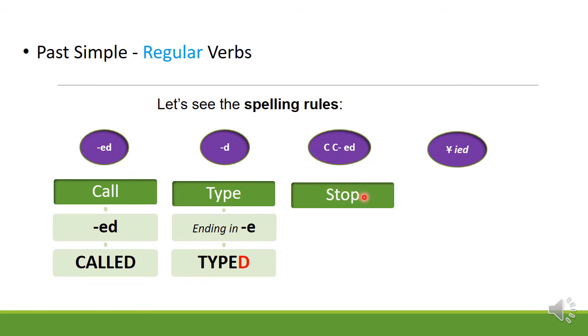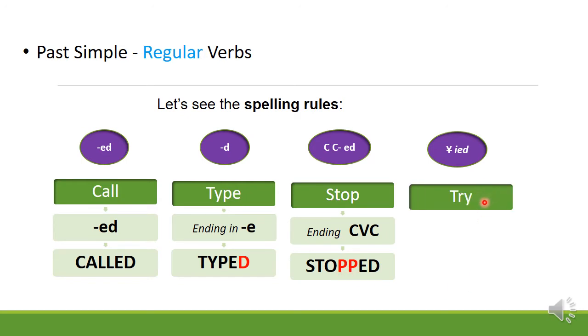Let's see what happens when you have a verb ending in consonant, vowel, consonant. When you have this spelling, consonant, vowel, consonant, you will double the final consonant and then we will add ed. Stopped. We double the final consonant and then we add ed. It's very important to check spelling. Consonant, vowel, consonant. In this case, we double the final consonant.